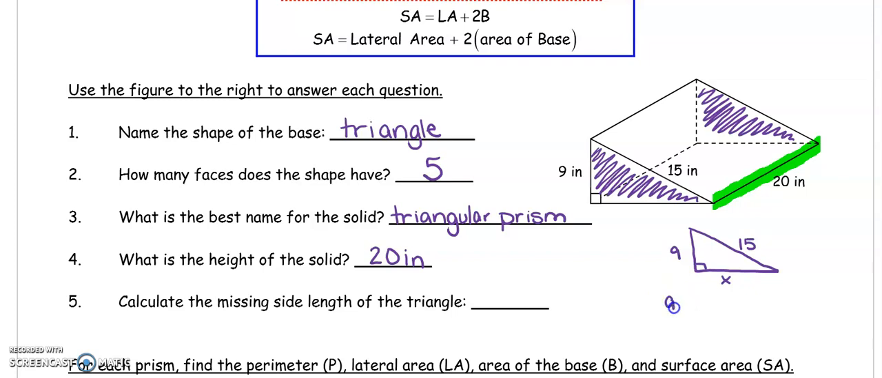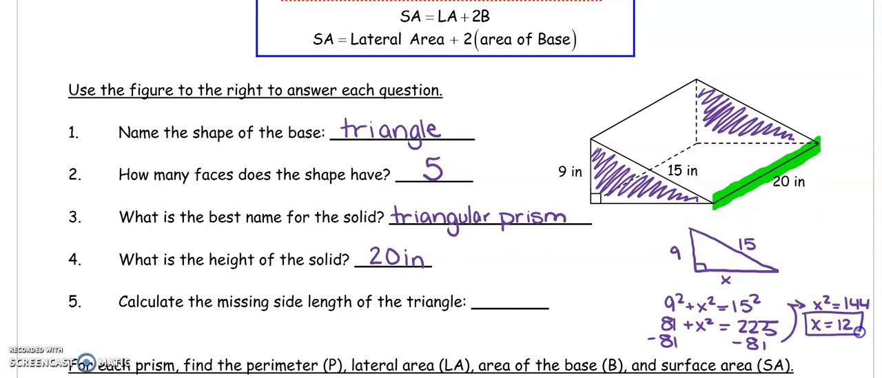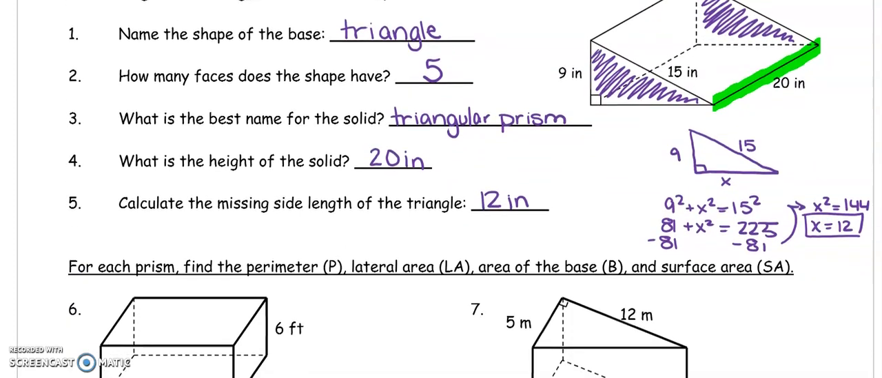We can say that this is 9 squared plus x squared is going to be equal to 15 squared. That's 81 plus x squared is going to be equal to 225. If we subtract off the 81, I'm out of room here, that's going to give me x squared is equal to 144. And if I take the square root, I'm going to get x to be equal to 12. So that missing side length is 12 inches.